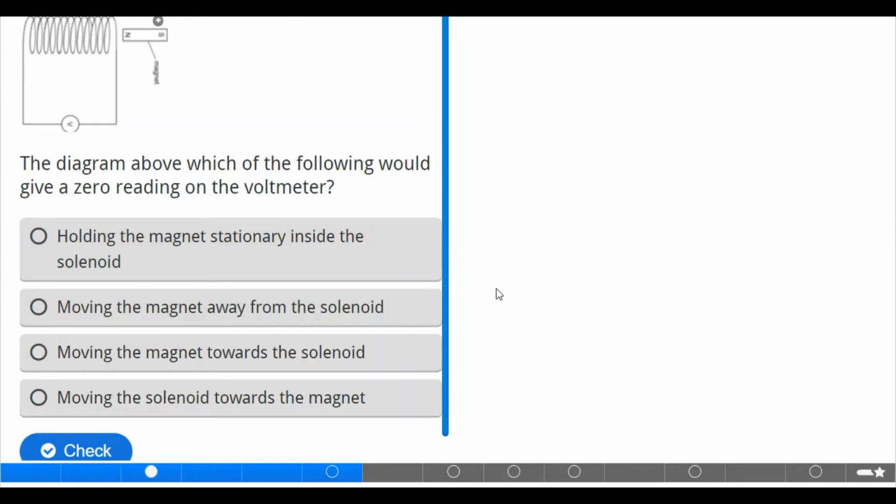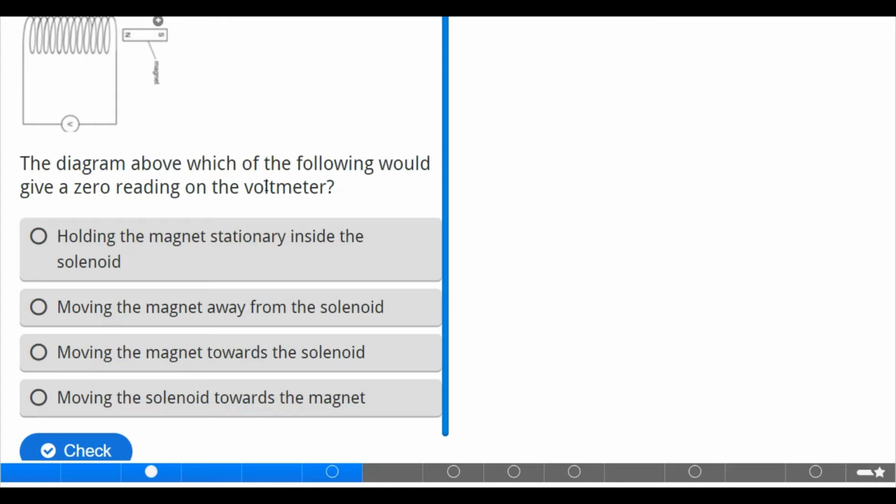Now, let's deal with this question. This is a typical solenoid with a bar magnet beside it. The diagram above, which of the following would give a zero reading on the voltmeter? Holding the magnet stationary inside the solenoid, that's true, because for the solenoid and the bar magnet to give a reading on the voltmeter, the magnet ought to be coming in and going out of the solenoid, of the wound wires. It has to be coming in and going out, coming in and going out.